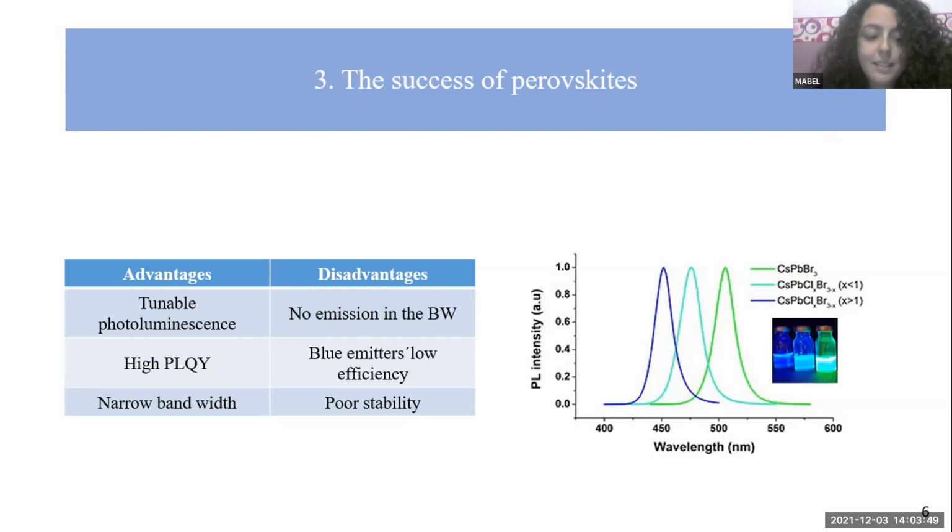Nevertheless, there are still some challenges in this field, like the blue emitters' low efficiency, the poor stability of those compounds, or the fact that they don't emit in the biological window for their application in luminescent nanothermometers. Nevertheless, as I will comment later on, in our study, we took advantage of the fact that we can tune their photoluminescent properties by doping them, and we overcame this problem.